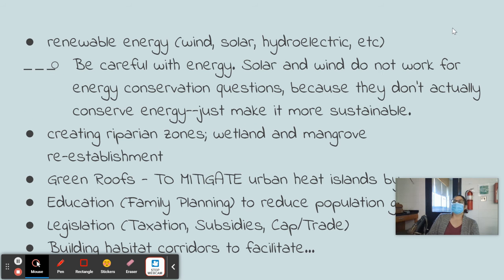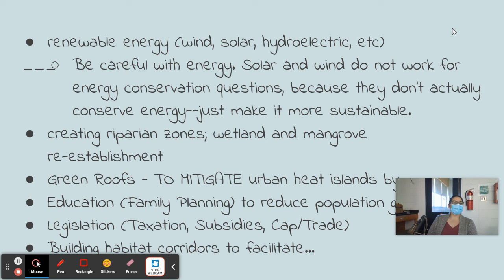If you're going to say renewable energy, make sure you specify wind power, solar power, hydroelectricity. And make sure with energy, if they're asking how do you conserve energy, and you put switch to renewable, such as wind energy, well, that doesn't mean you're conserving energy. It means you're using a greener, more sustainable energy, but you're not conserving any energy by doing that. Water and energy conservation are things that use less of it. This is just coming from a different source.